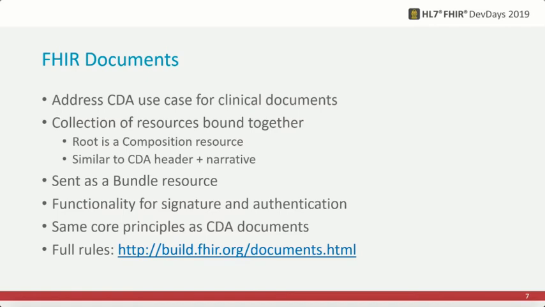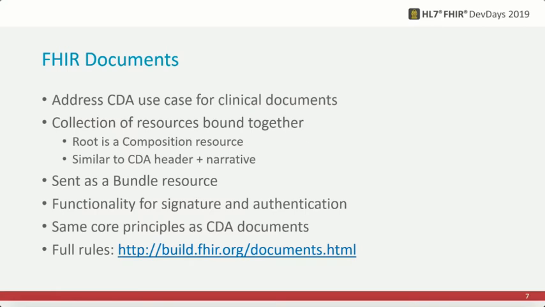You can also sign it and attest it. And there is a special bundle type called a document bundle, and you would basically put all those resources together in a document bundle and then send it along. So FHIR documents have the ability to sign them and attest to them, just like CDA documents. When I say sign, I mean record the name of the person who is taking legal responsibility for this. But you can also do digital signatures if you want to verify that something hasn't been altered, for non-repudiation and such.